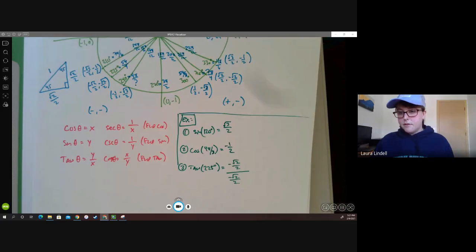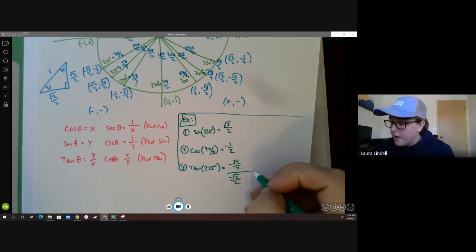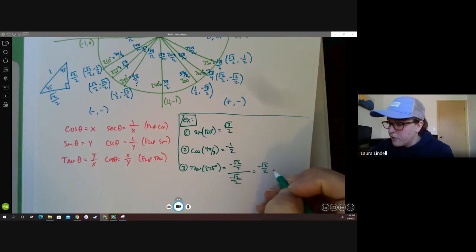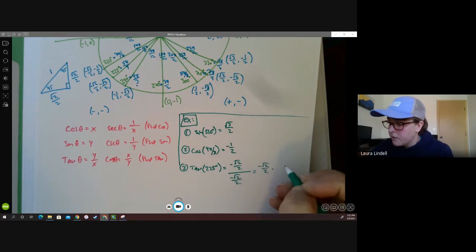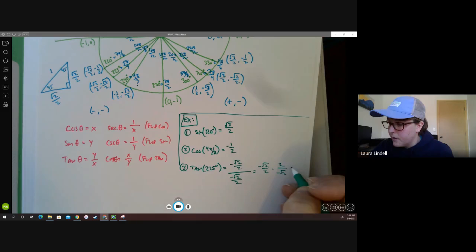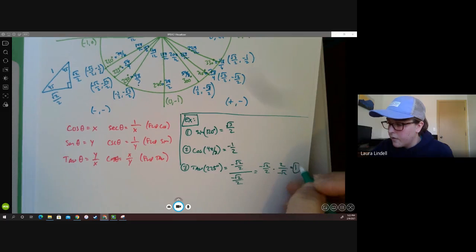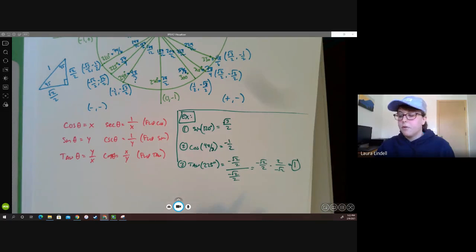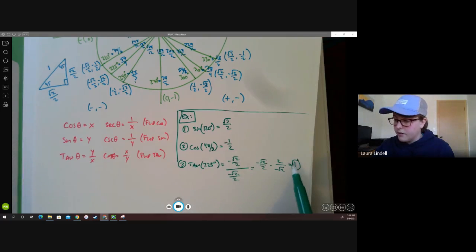And in this case, they cancel each other out completely. But if we weren't sure about that, we could always flip and multiply. So that would be negative root 2 over 2 times, flip this, so it would be 2 over negative root 2. And then we'd cross cancel stuff. Those would cancel with each other, those would cancel with each other, and we'd get 1. So the tangent of 225 degrees is 1.